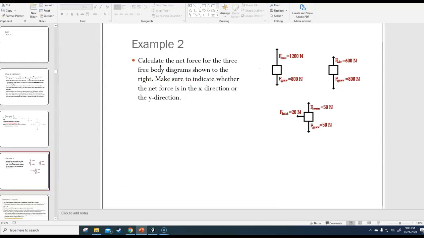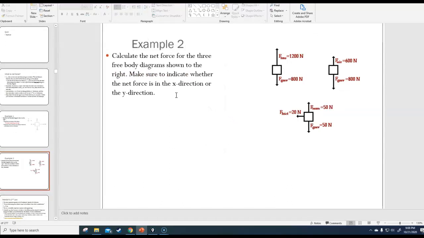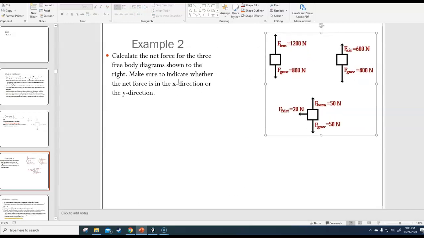Okay, so example 2. Example 2 says calculate the net force for the 3 free body diagrams shown to the right. Make sure to indicate whether the net force is in the x direction or the y direction. So again, we're not doing Newton's second law yet. We'll get there in a minute. But Newton's second law has to do with net force, and so it's important that you understand how to actually calculate net force. Let's say this is number 1, number 2, and number 3.